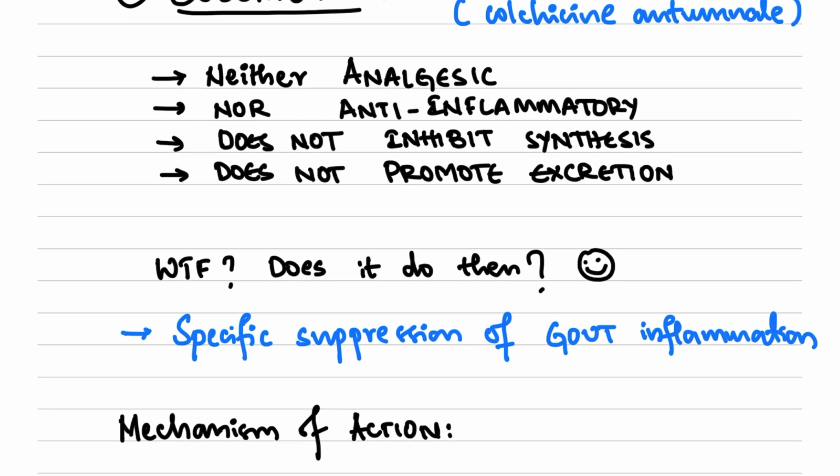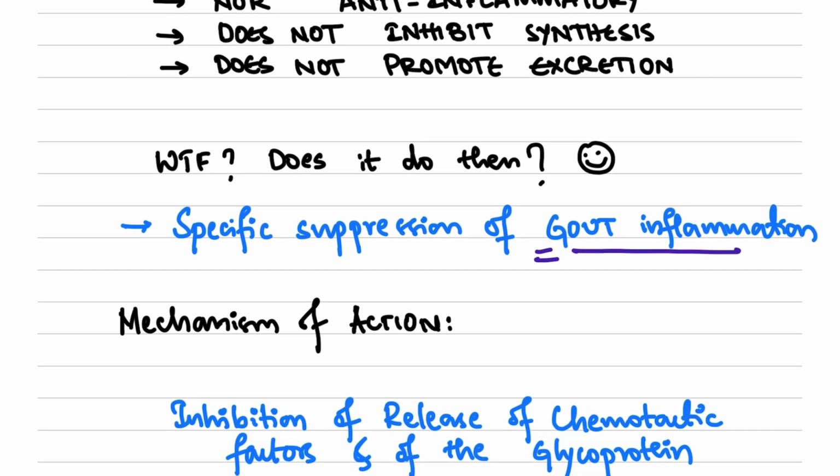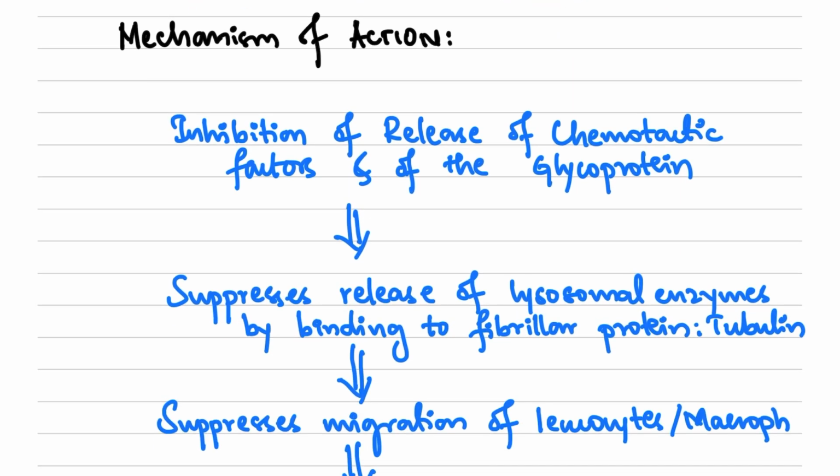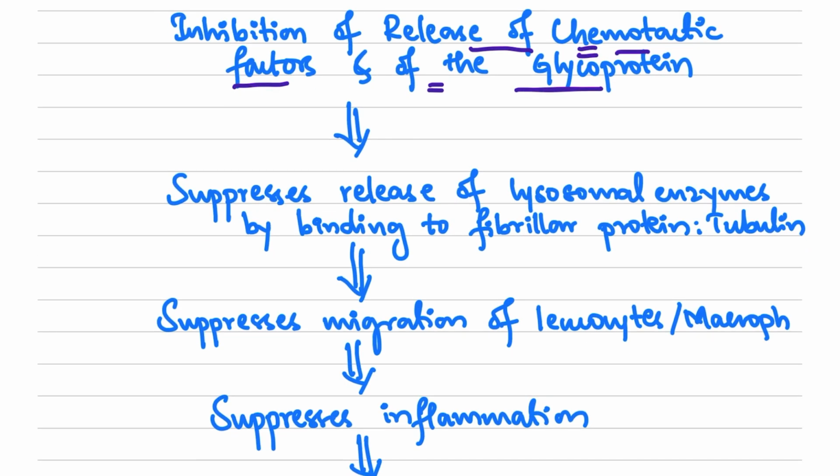So it has a specific function, that is, a specific suppression of the gout inflammation. How does it do this? The proper mechanism of action of colchicine is that it inhibits the release of chemotactic factors and of the glycoprotein, further leading to suppression of release of the lysosomal enzymes. This is by binding to the fibrillar proteins and tubulin.